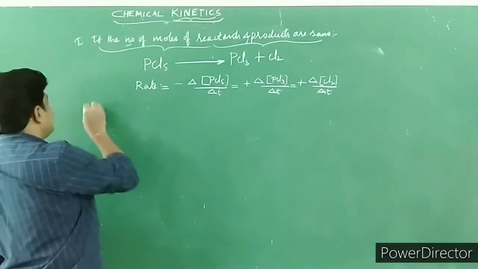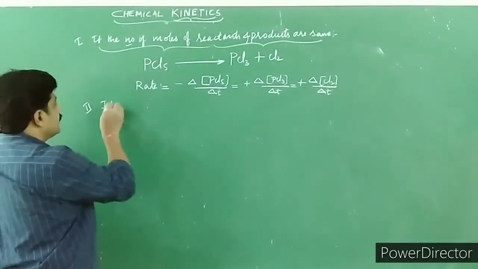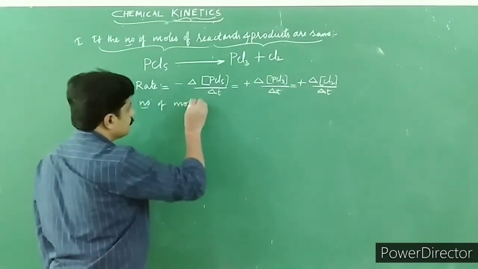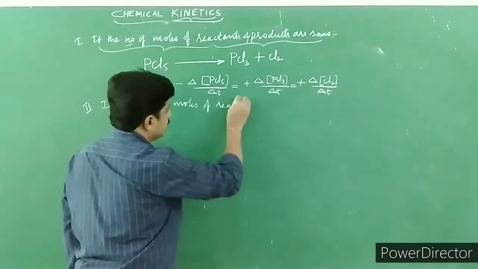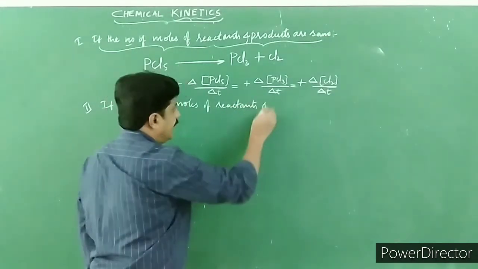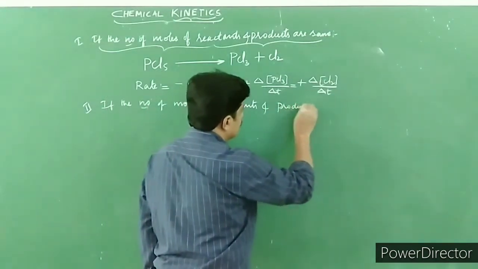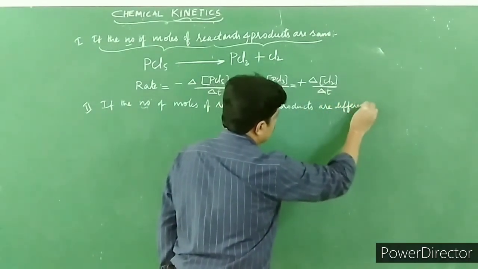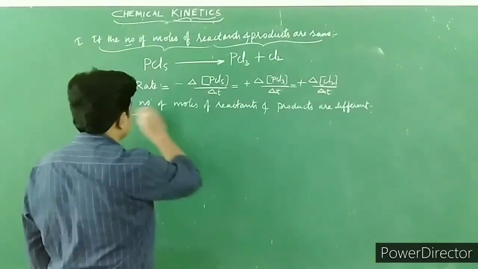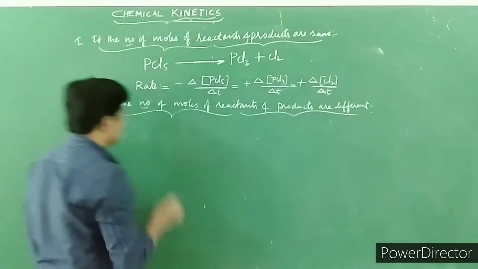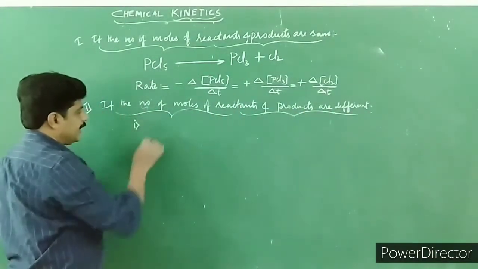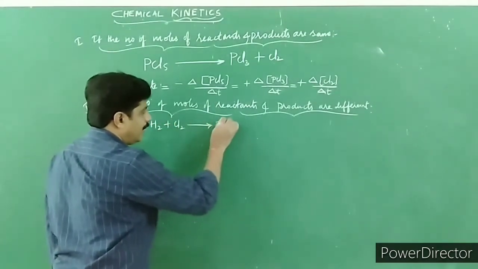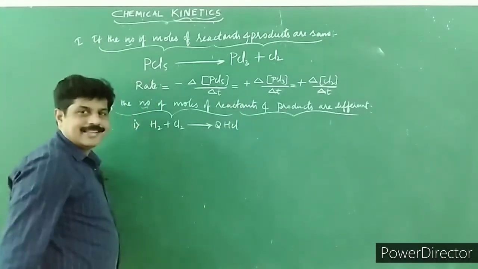Let me quote one more example. Children, if the number of moles of reactants and products are different, children, under this let me quote an example. Hydrogen combines with the chlorine to form hydrogen chloride. In this case, how do I write?